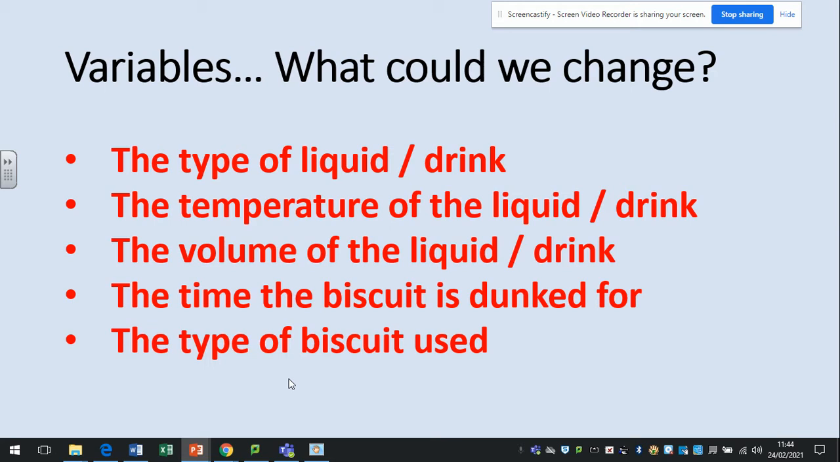And the type of biscuit being used, okay? Are you using a digestive? Are you using a rich tea? Are you using a cookie? What type of biscuit are you using there? This then brings us into other things about what technically is a biscuit, but that's for another time.